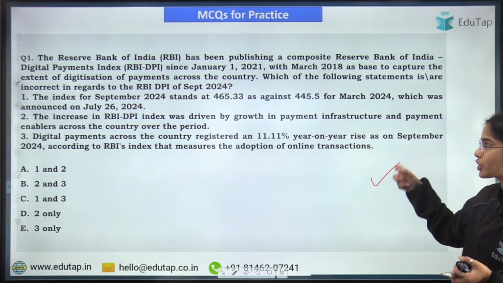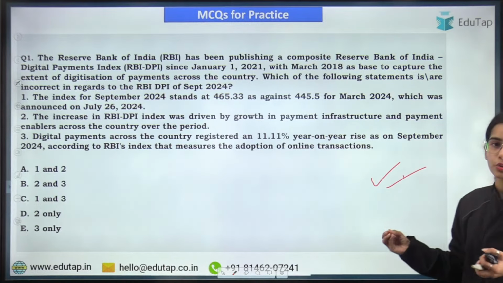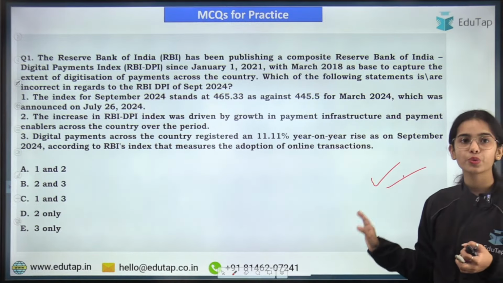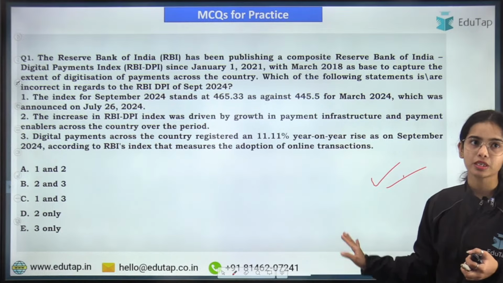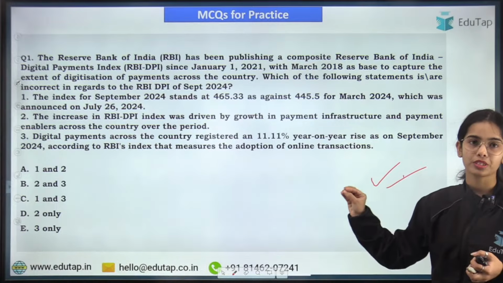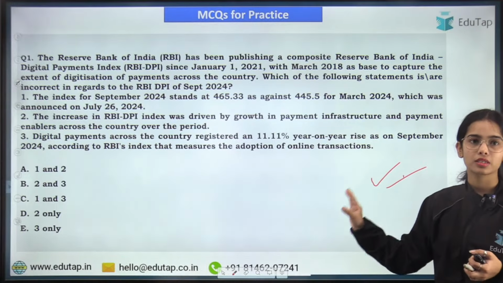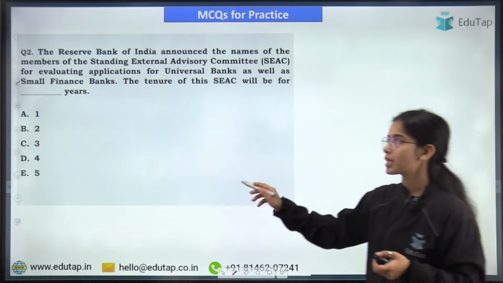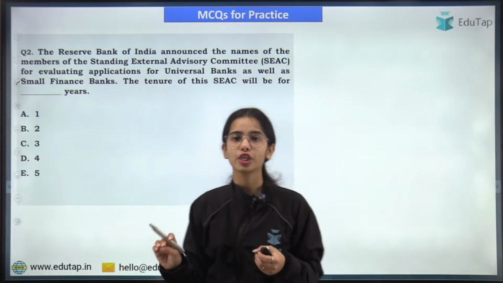Now this is the first question. I hope you all will be able to answer this question. Here in this question you have to tell the incorrect statement for the RBI DPI for September 2024. So try to answer these questions. Okay, now this is the second question. I hope this is a very easy question. You will be able to answer this.